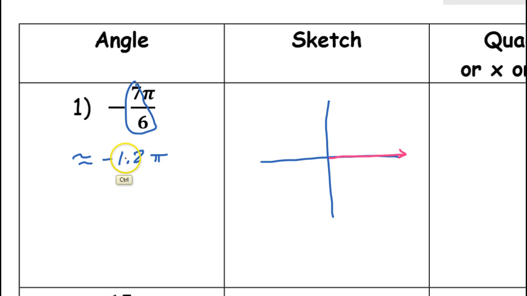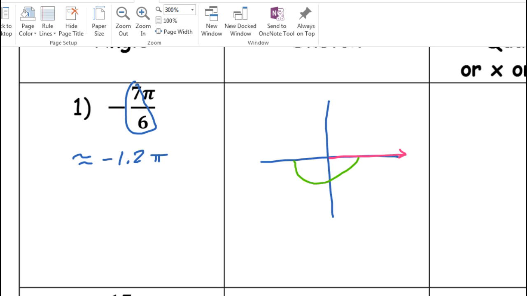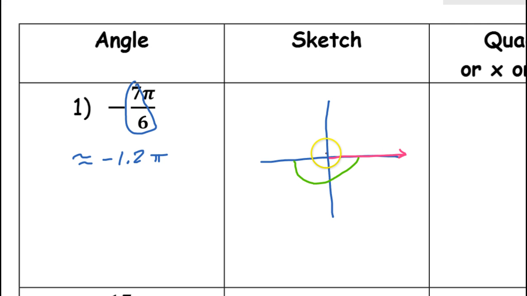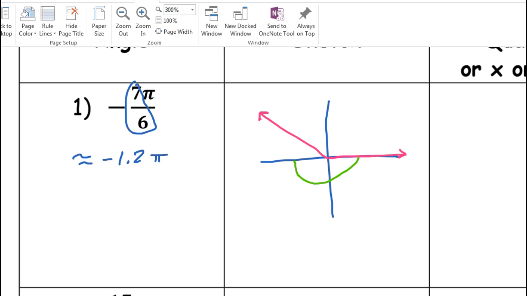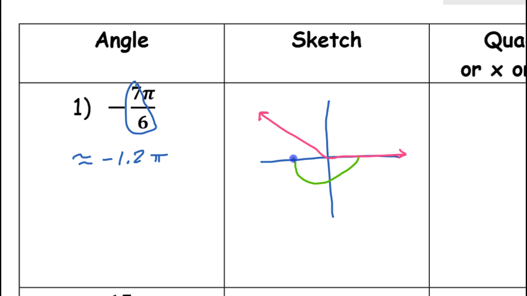So we're going to go more than pi, because negative 1.2. So if I went to here, so far I've gone negative pi. Now if I went all the way around to the positive y-axis, that would be negative 1.5 pi. So I know it's going to be somewhere in this quadrant, quadrant 2. So my terminal side will be somewhere in quadrant 2. So that's the main thing, is to get your quadrant right. And then I'll finish drawing my path. Okay, so there is our sketch.